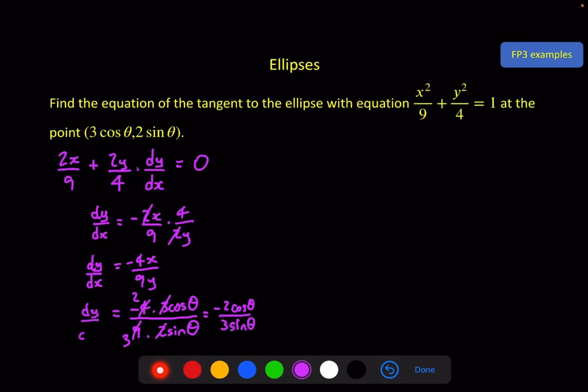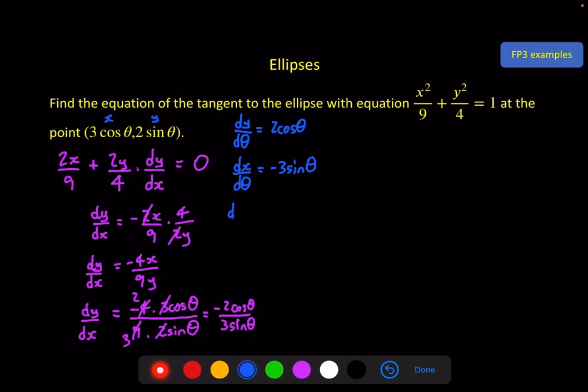And that is the gradient at the point given. Now the alternative method is to use parametric differentiation. We know that this is x and this is y in parametric form. So if I do dy by d theta, I'm differentiating 2 sine theta, which gives me 2 cosine theta. If I do dx by d theta, I'm differentiating 3 cosine theta, which gives me minus 3 sine theta.